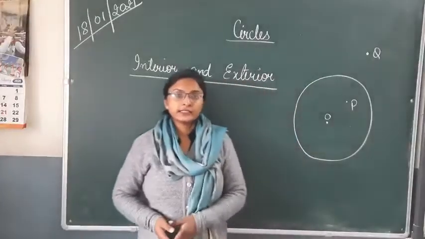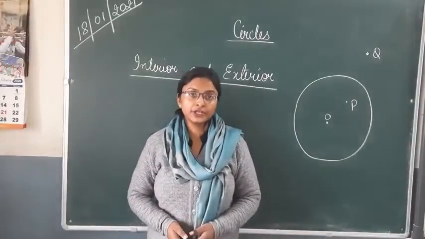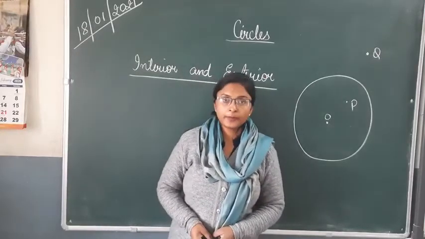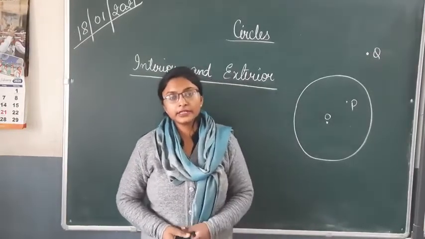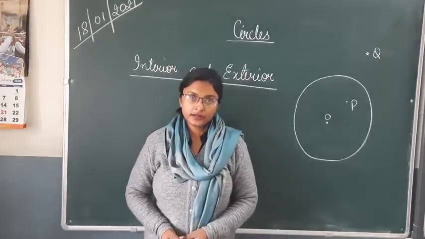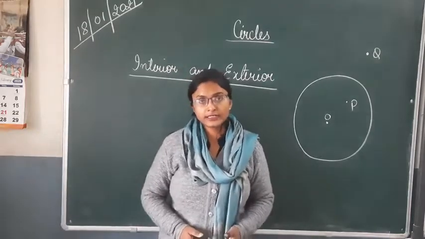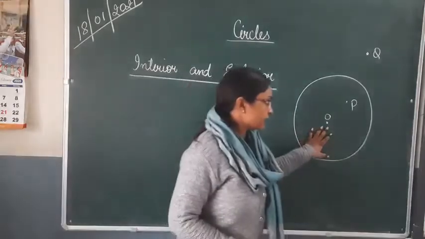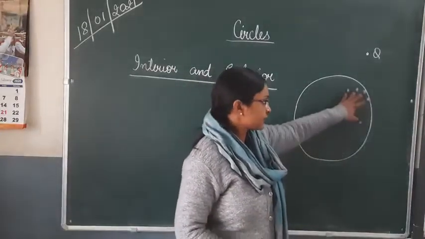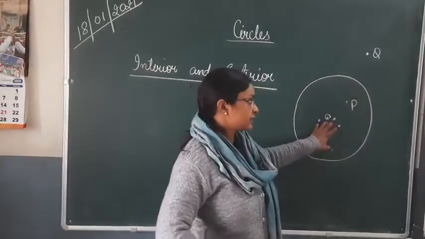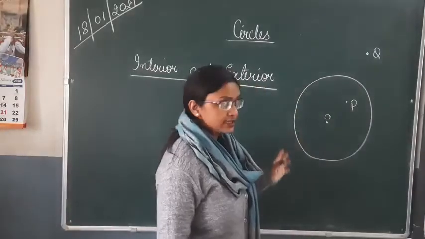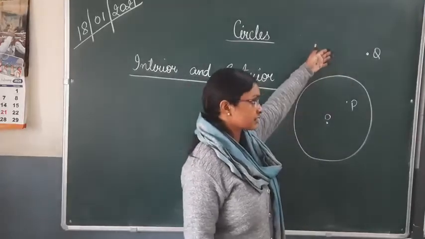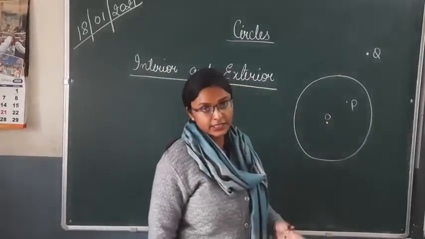Morning class 6. So today we will start this video with our topic, circles. In that topic we will read about the interior and exterior of a circle. What is the interior and what is the exterior of a circle? If there is a circle like this, and this point P lies inside of this circle, then this point P will be known as an interior point of the circle. And there is a point Q which is outside of the circle, that will be known as an exterior point of the circle.